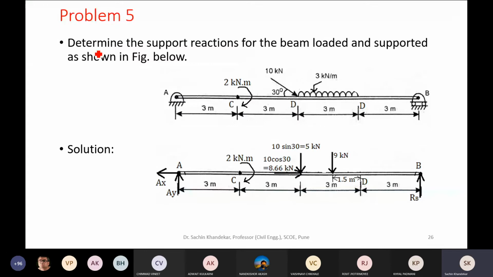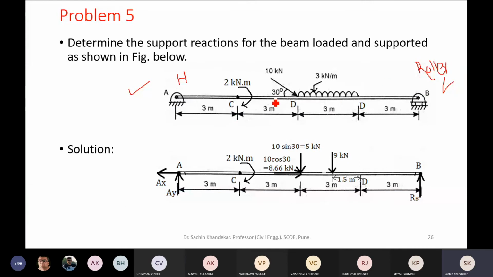Problem number 5. Determine the support reactions for the beam loaded and supported as shown in the figure below. This is the beam A to B, which is supported. What is the type of support at A? Is it a fixed support, hinge support or roller support? It is a hinge support. This is the symbol for hinge support. Please note that. And what is the type of support at B? It's a roller support. Correct.